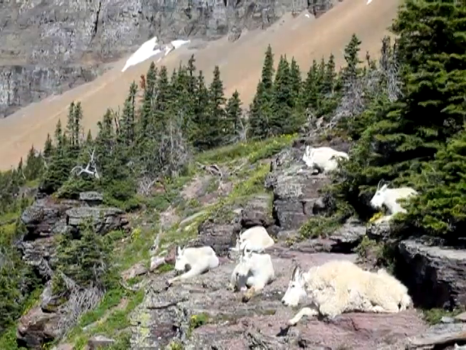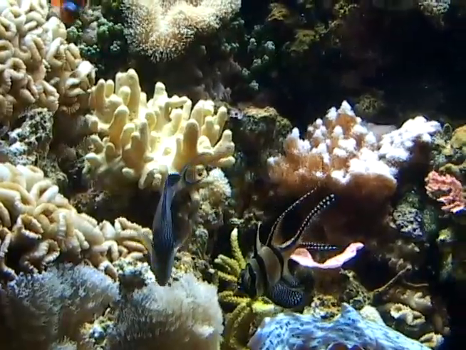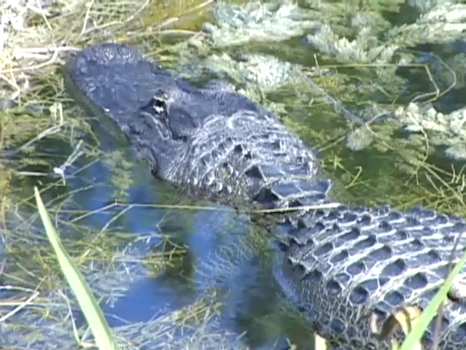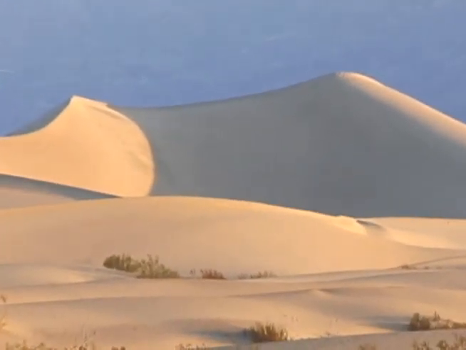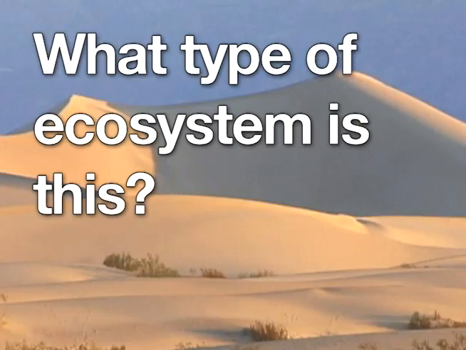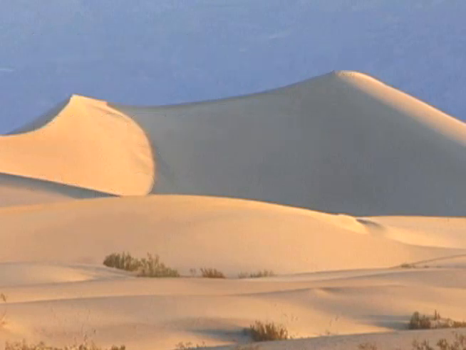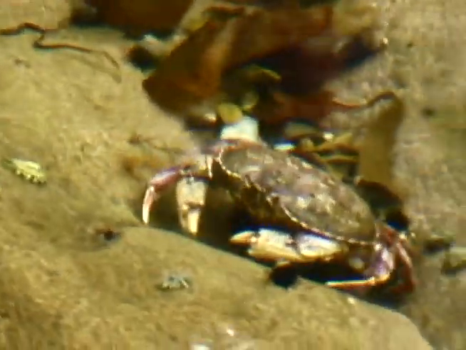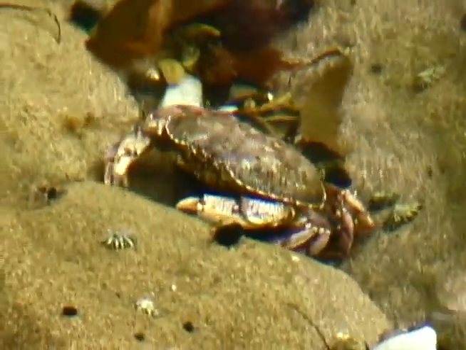Some ecosystems are on land, while others are in bodies of water or in wetlands. You decide. What type of ecosystem is this? This is a desert ecosystem. As you can imagine, there are many different types of ecosystems.